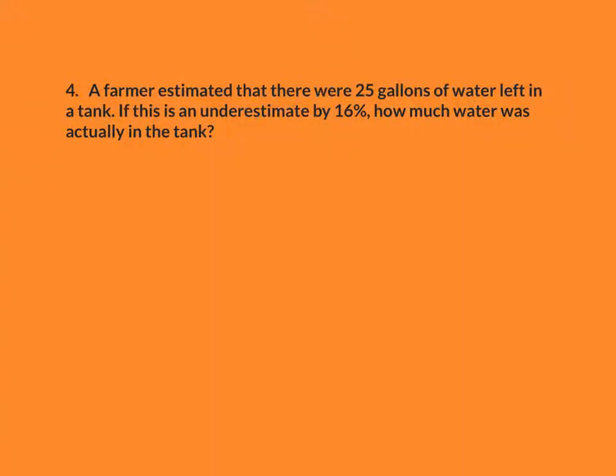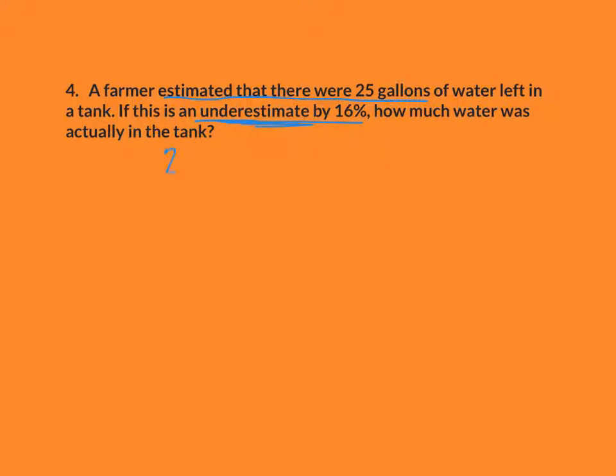Next, a farmer estimated that there were 25 gallons of water left in the tank. So there we have our estimate, 25 gallons of water. If this is an underestimate by 16%, how much water was actually in the tank? So what they're saying to us is that we really want to make sure we think about this. It's an underestimate. So that means that the 25 gallons is less than what's actually in there.